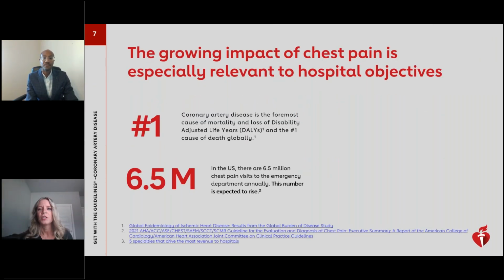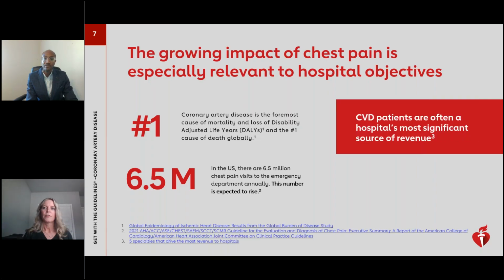Why the focus on the chest pain population? Coronary artery disease is still the number one cause of mortality globally. And in the US, every year, 6.5 million individuals present to the emergency department with acute chest pain. And until proven otherwise, for most of those patients, it has to be assumed that the cause of that could be acute coronary syndrome or another life-threatening diagnosis. So it's very important to track.